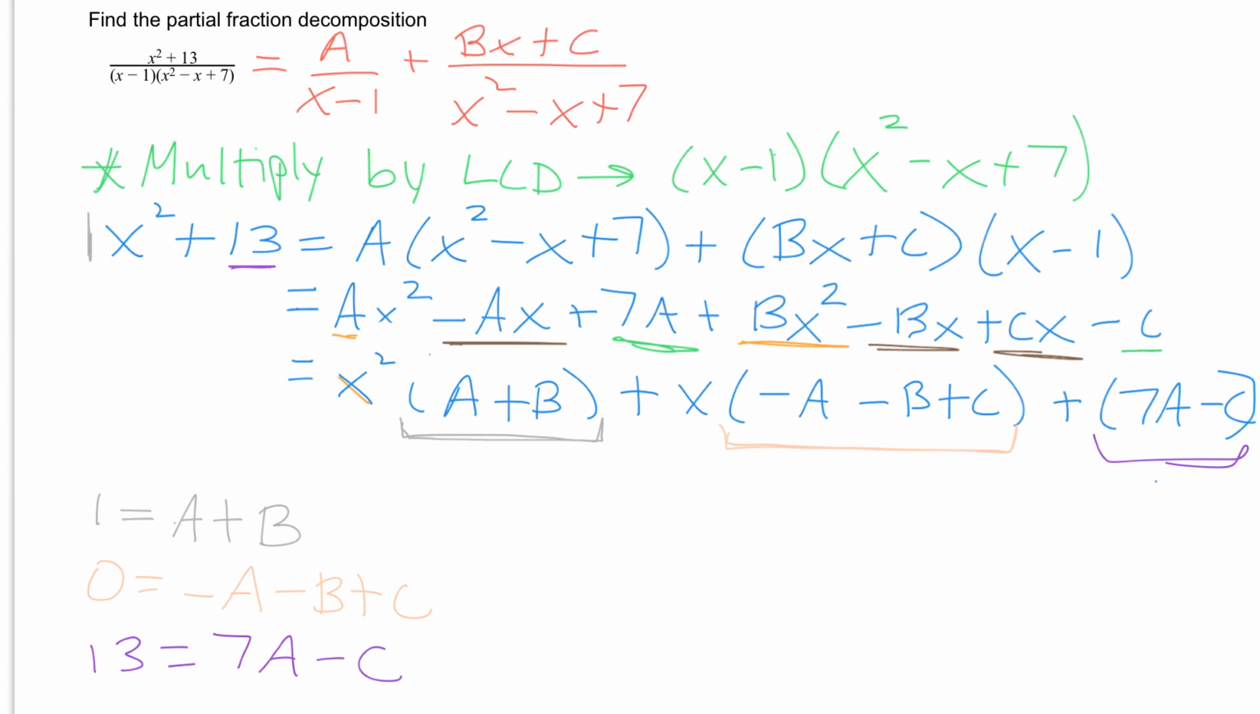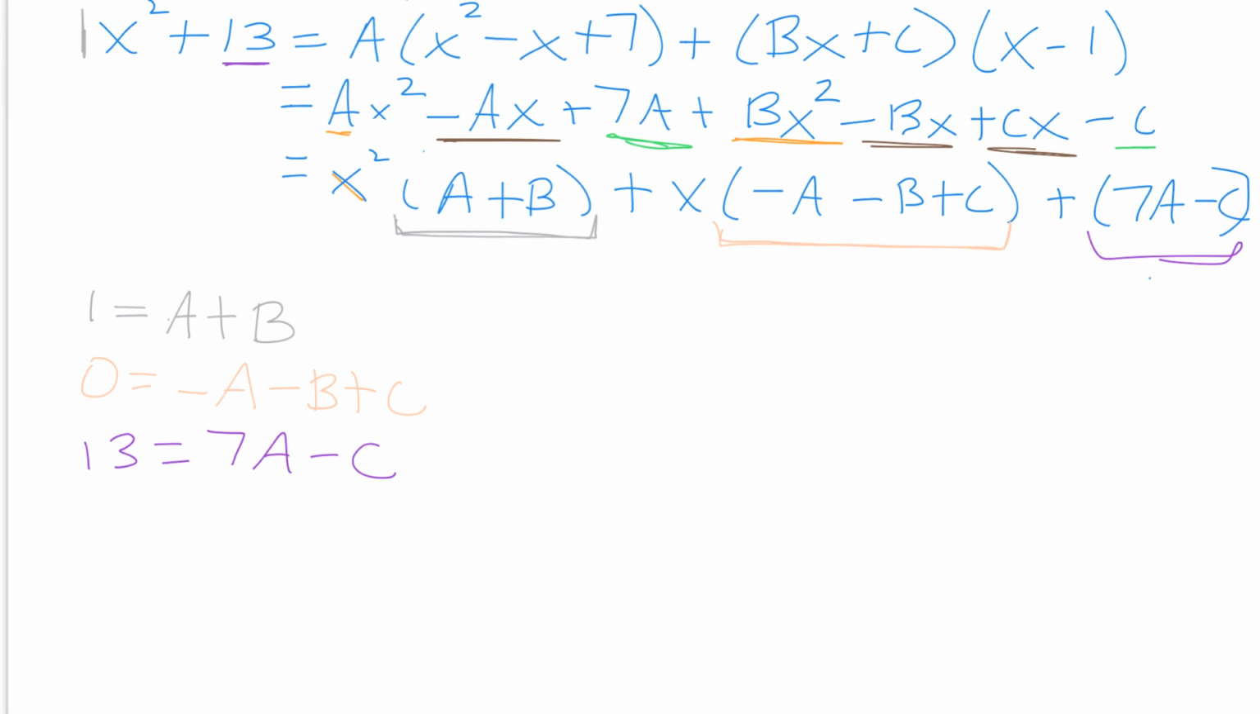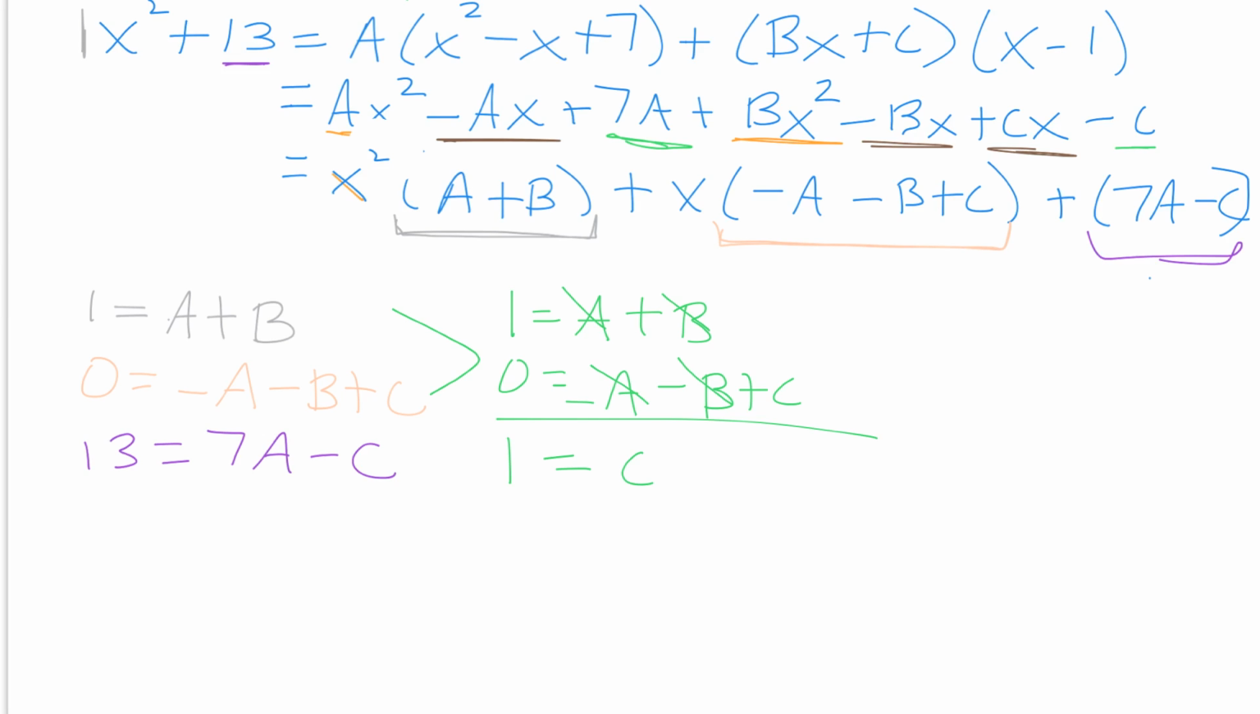Then I want to go ahead and solve my system. I'm going to take the first two equations, these two right here, and I'm going to add those two together. So I have 1 equal to A plus B and I have 0 equal to negative A minus B plus C. 1 plus 0 is 1. A plus negative A, that's going to cancel out. B and negative B will also cancel out, and I get 1 is equal to C.